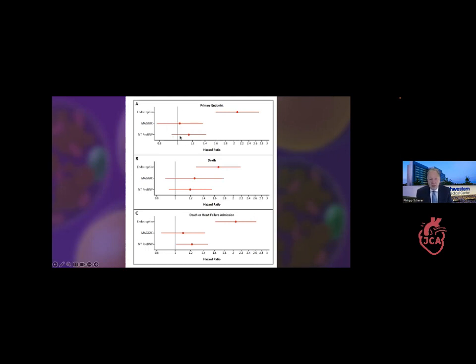It is by far the best marker compared to the standard markers for HFpEF. As you can see here, you've got the MAGGIC score and the classical NT-proBNP. The hazard ratios for endotrophin elevation in the plasma of these patients are dramatically improved, and it tracks very well with other endpoints, including death, or death or heart failure admissions.